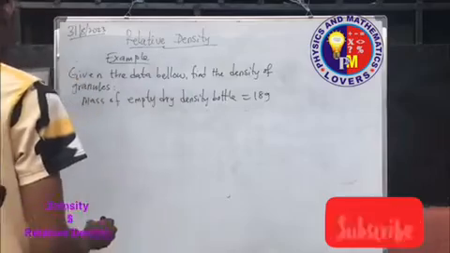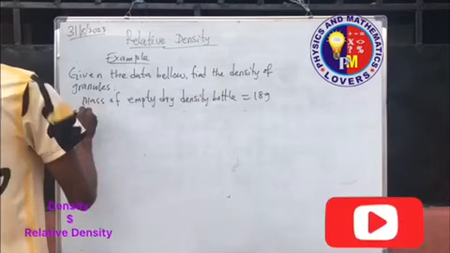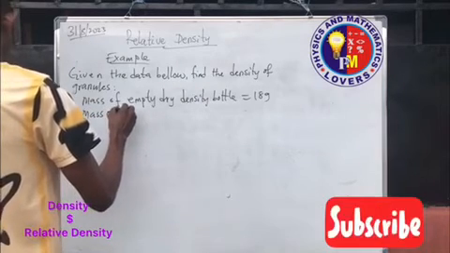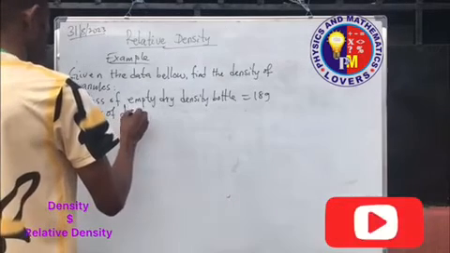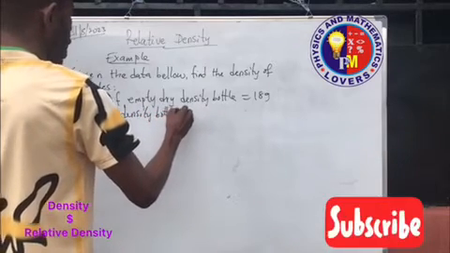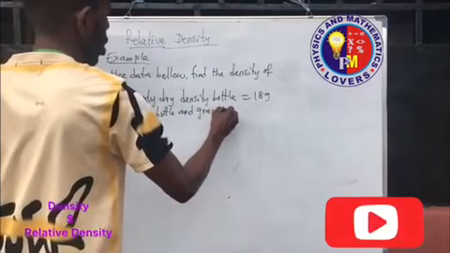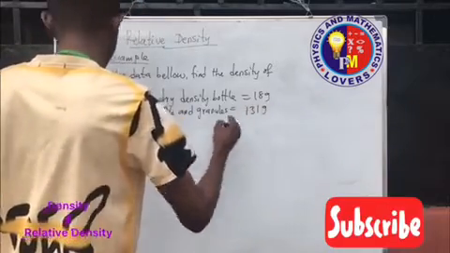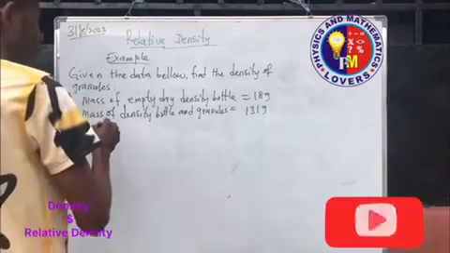Now they say the mass of density bottle and granules. That means both of them, when the granules are put inside the bottle. The mass of the density bottle and granules is equal to 131 grams.